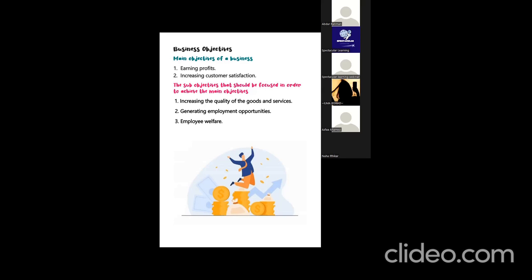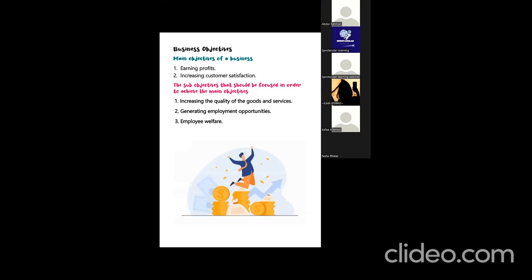Then next is to generate employment opportunities. Generating employment opportunities means you're hiring new employees to your business. If you hire employees to the business, your production will be high. For example, as I told, a bakery: when you hire more chefs or people who cook, you can produce more goods, therefore you can earn more profit.